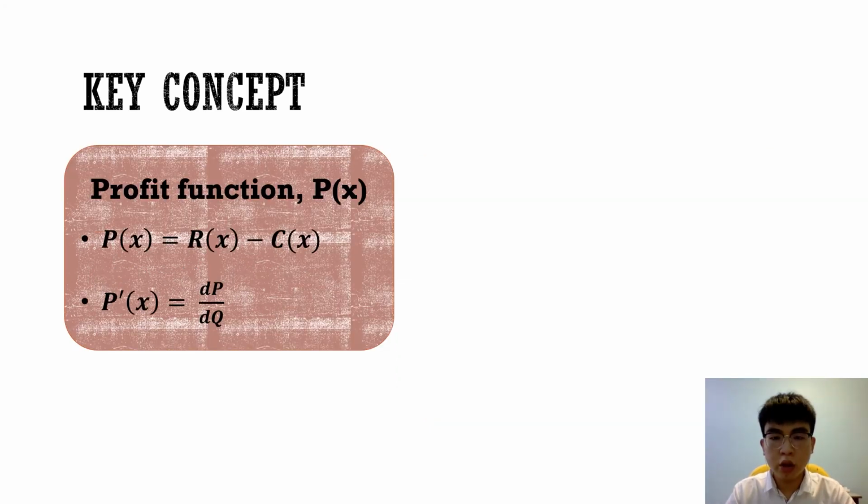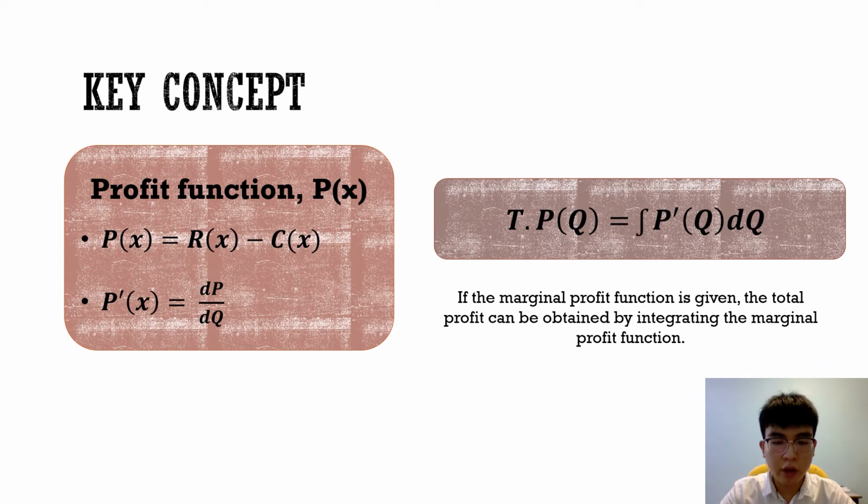B(x), which is the total profit, is the difference between the revenue received from the sales and the cost of all inputs. If Q units are sold, then the total profit is B(x) equals R(x) minus C(x), and B(x) is called the total profit function. The marginal profit P'(x) is the profit gained when one additional unit is produced and sold. If the marginal profit function is given, the total profit can be obtained by integrating the marginal profit function.